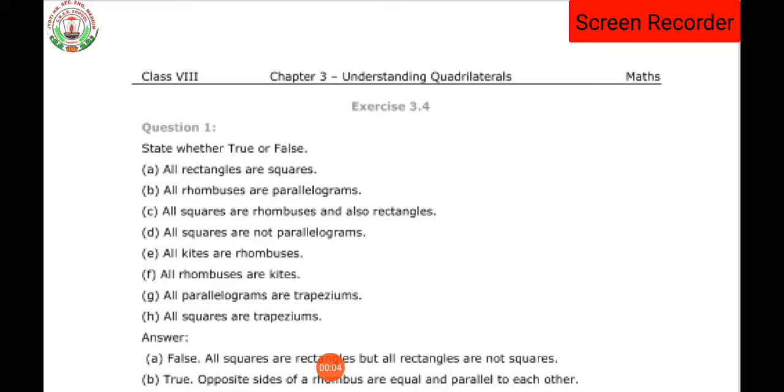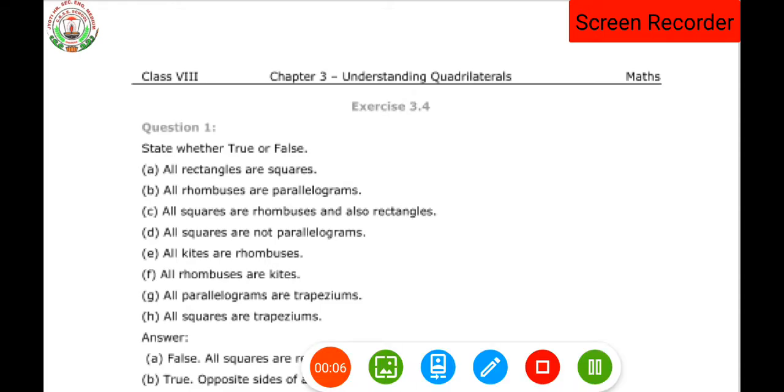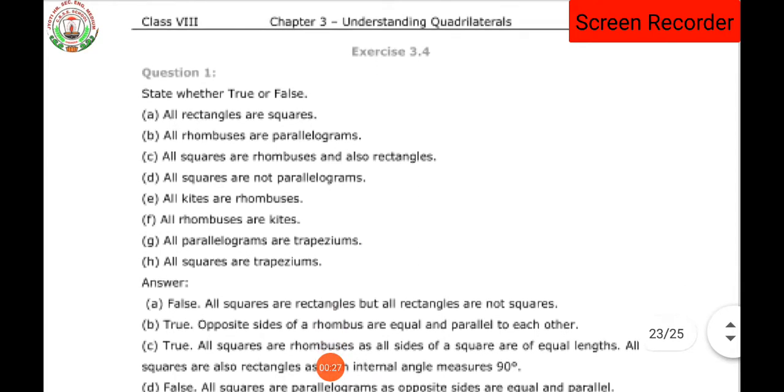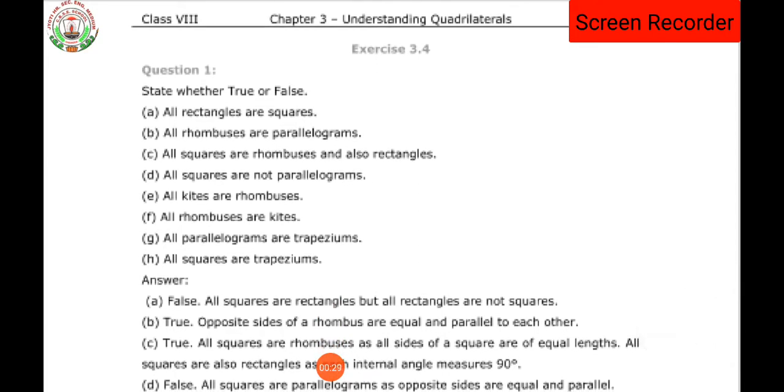So here we are going to see chapter number 3, Understanding Quadrilaterals, exercise 3.4. And in the previous video we had already completed exercises 3.1, 3.2, 3.3. So today we are going to see exercise 3.4, Understanding Quadrilaterals, from chapter number 3. So what is the question number? First, question number 1 is about stating whether true or false.